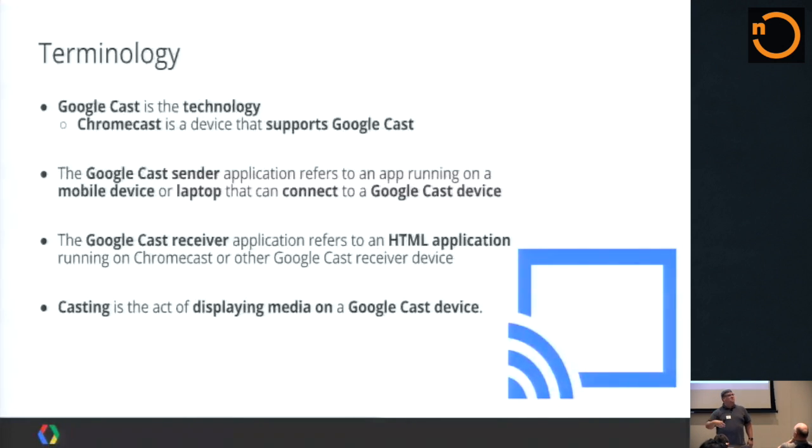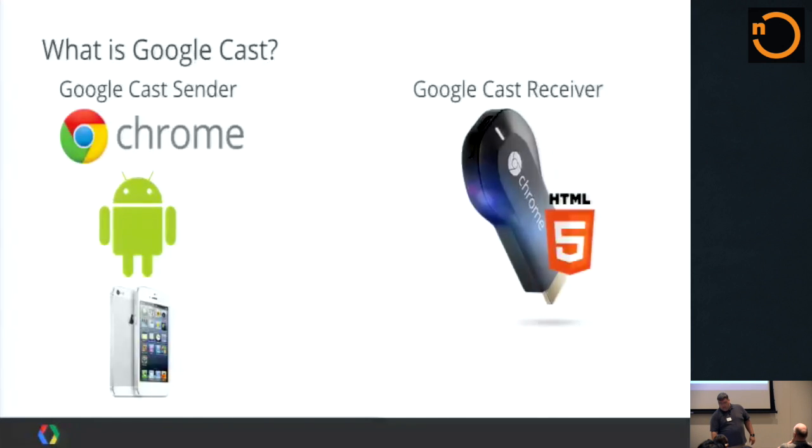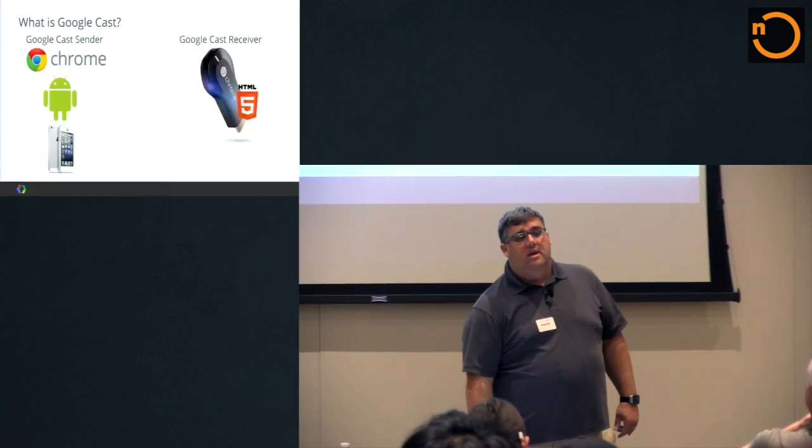Finally, casting is basically sending content up to television. So any questions on that? No, it shouldn't be. So what is it? These are the senders like we talked about before: Chrome, Android, and iOS. And then the receiver is the Chromecast device, and that's HTML5. And it's actually Chrome running there, so you get all the nice features.